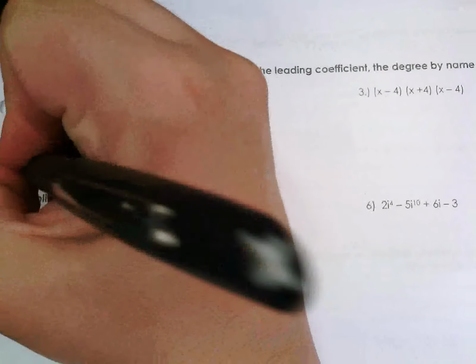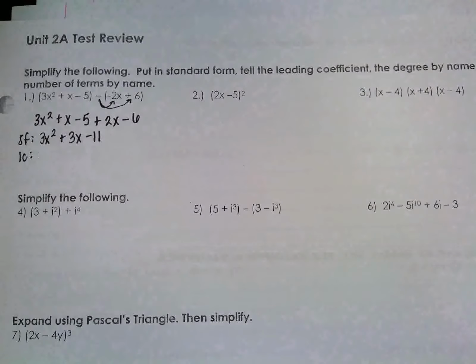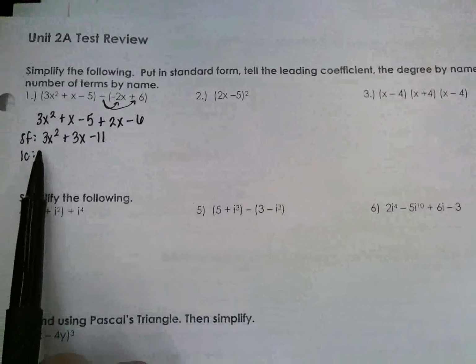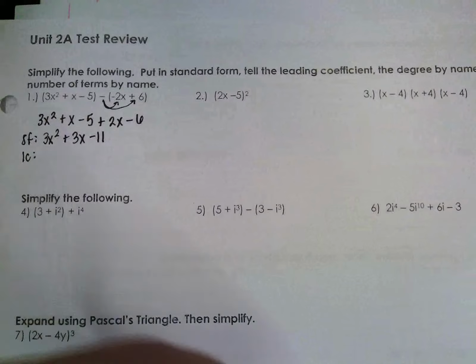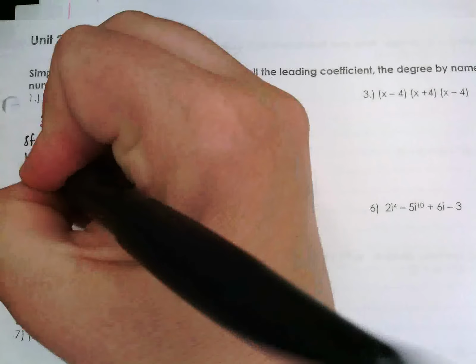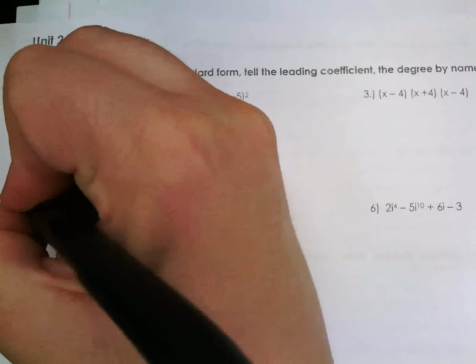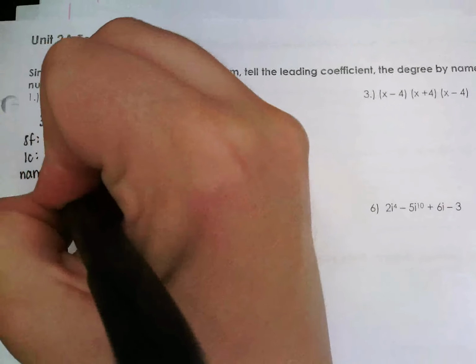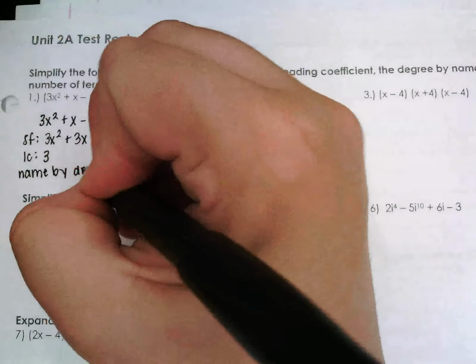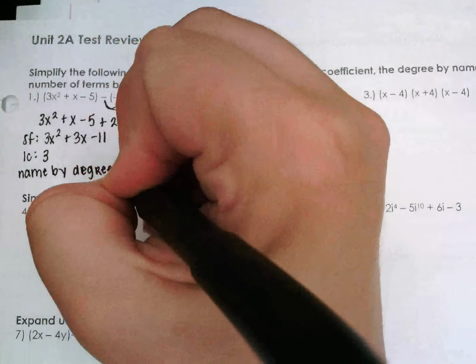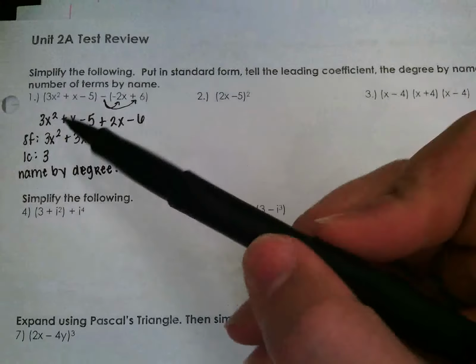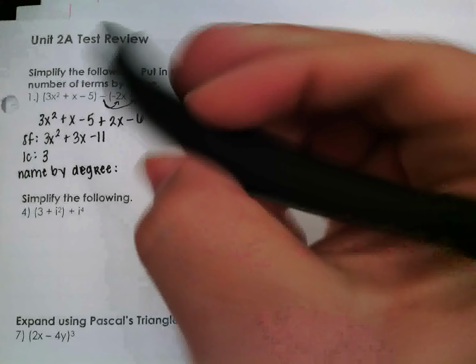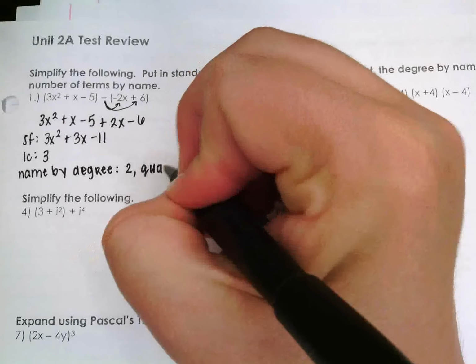Now that it's in standard form, we want to go ahead and put down the leading coefficient. The leading coefficient is always the number in front of the highest exponent, not the variable, just the number. So in this case, just 3. And then we need the name by degree. That's going to be looking at the highest exponent, and if it's a 1, it's a linear term. If it's a 2, it's a quadratic. If it's 3, it's cubic, that sort of thing. So because our highest exponent is a 2, our degree is 2, and therefore this is a quadratic.